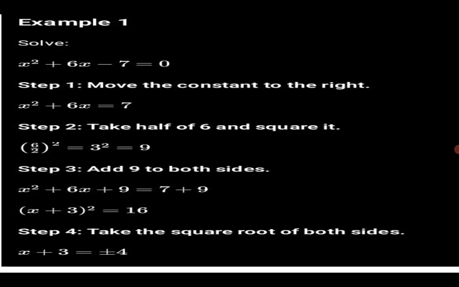Okay, then you solve for x. So you find that x is either 4 minus 3, which is minus 1, or x is equal to minus 4 minus 3, which is minus 7. So x is either minus 7 or minus 1.